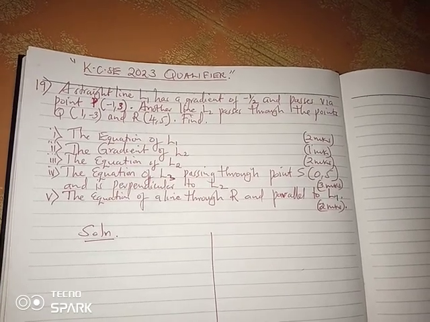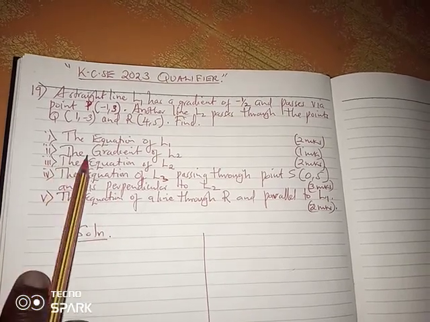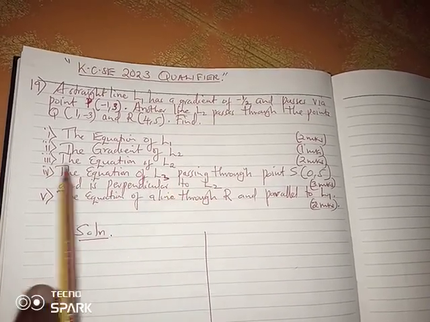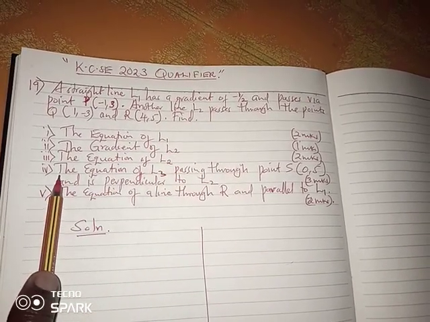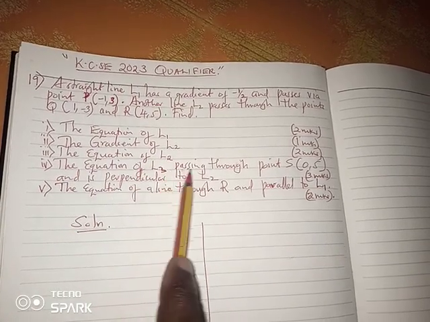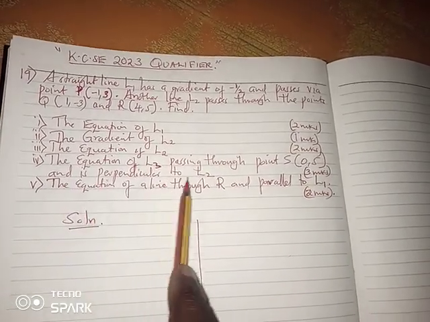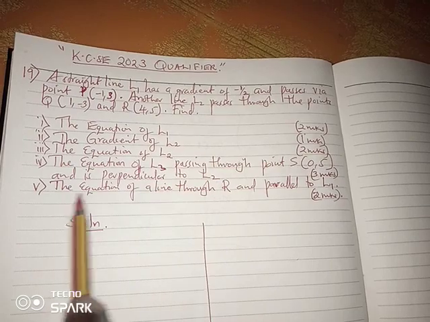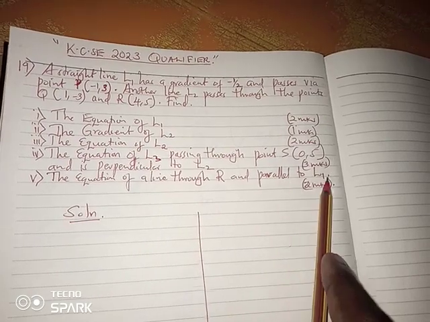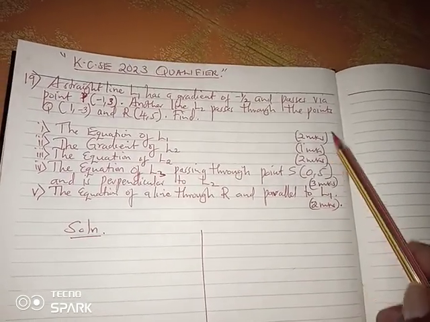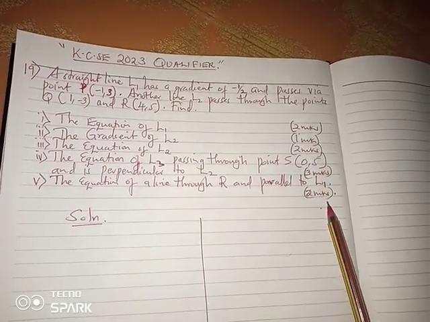We are being asked to find: Roman 1, the equation of L1; Roman 2, the gradient of L2; Roman 3, the equation of L2; Roman 4, the equation of L3 passing through point S(0, 5) and perpendicular to L2. And lastly, the equation of a line through R parallel to L1. So this is a 10 mark question, and we can't afford to lose these good marks.